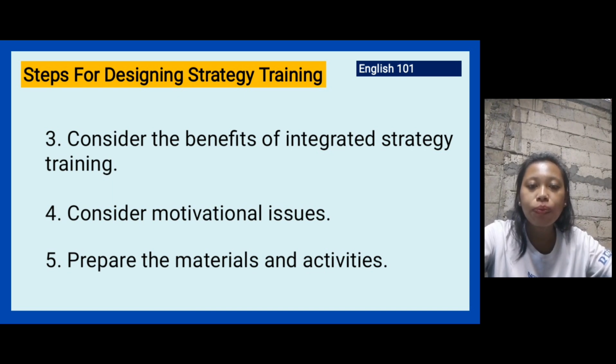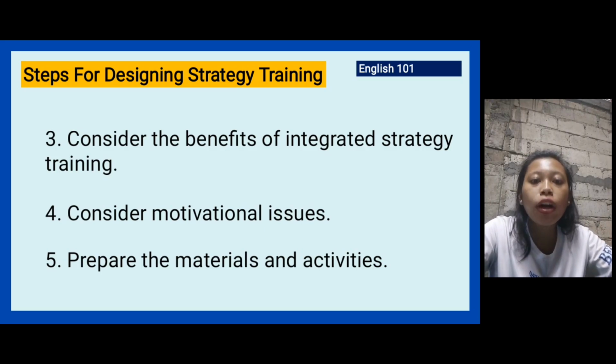Next is consider motivational issues. Here, make sure students stay motivated by showing them how strategies can help them learn better and achieve their goals. Example, the teacher explains that using speaking practice strategies can help them become more confident in real conversations.